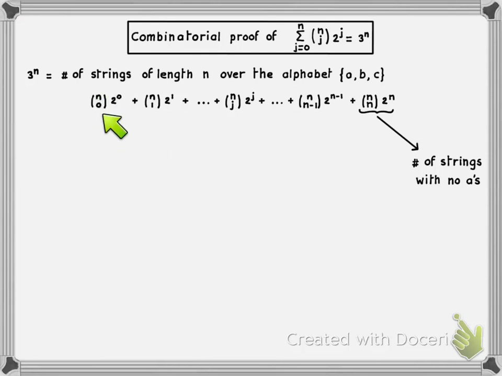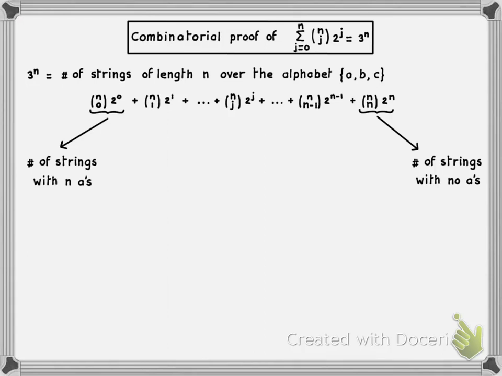So what's a special string among all the strings that contain at least one A? Well, it's the string that contains only A's. That is, there's only one such string because it's a string of n A's. So let's say that this term accounts for the strings that contain exactly n A's, and there's only one of those.